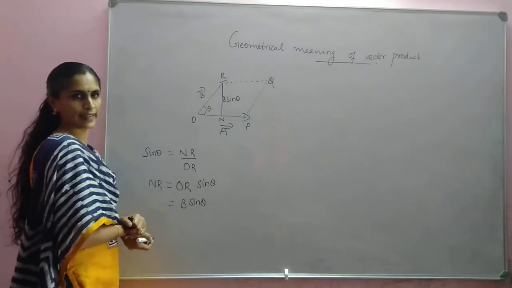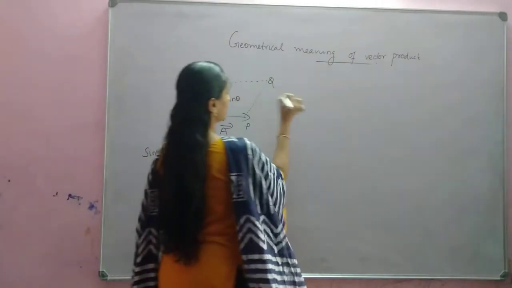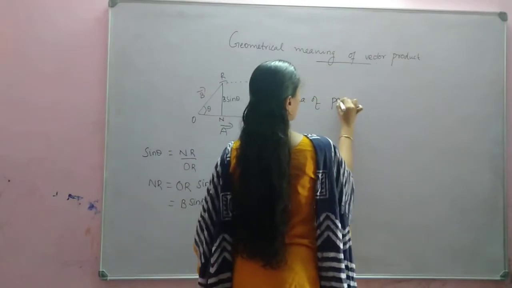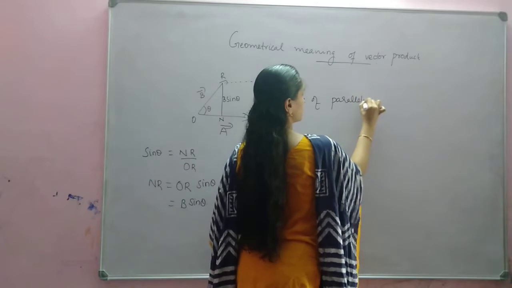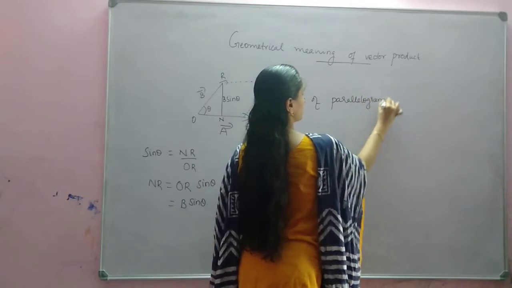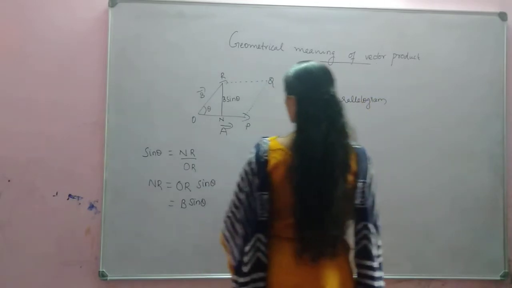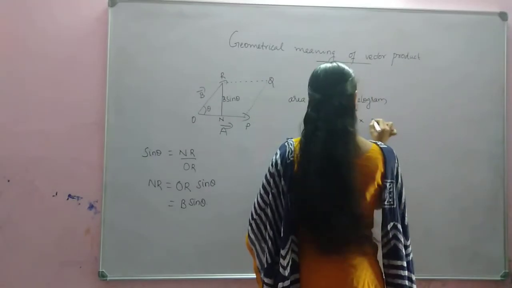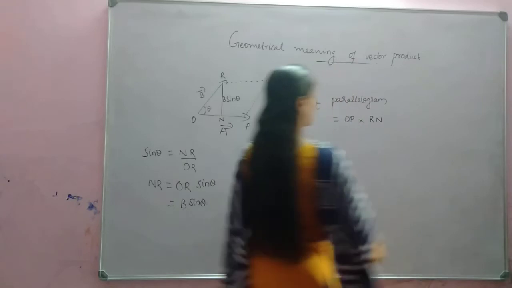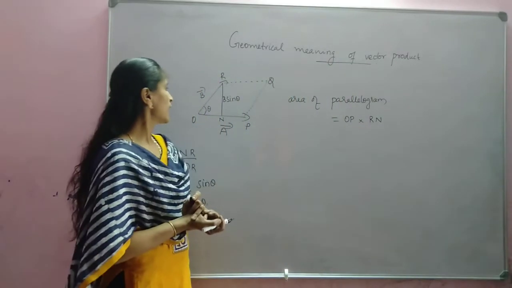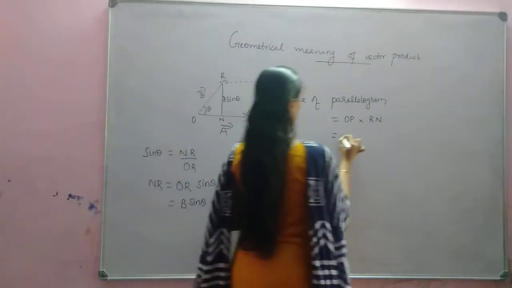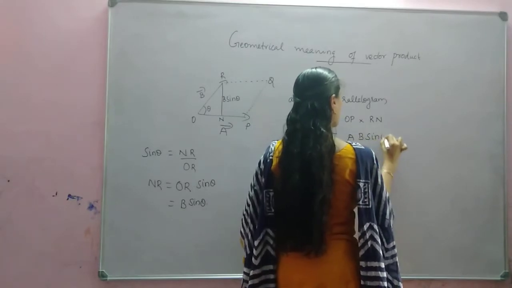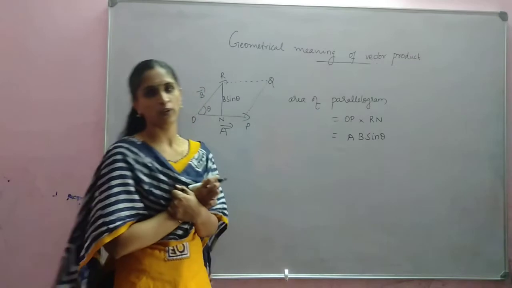Okay, is it clear? So if we are finding the area of the parallelogram, the area of the parallelogram is equal to OP into Rn, where OP is A and Rn is b sin theta. So AB sin theta is the area of the parallelogram.